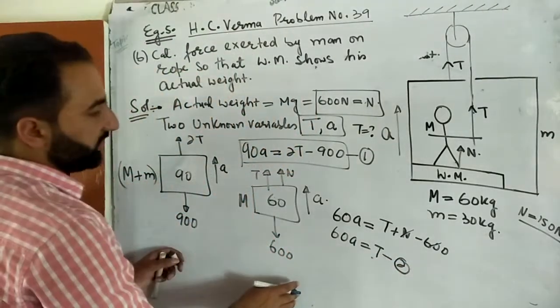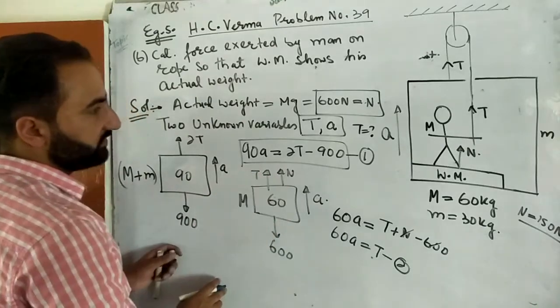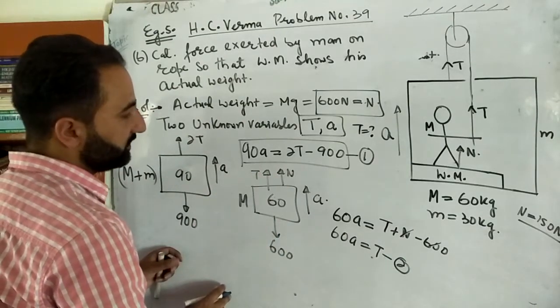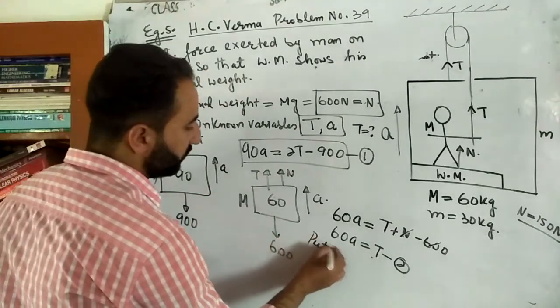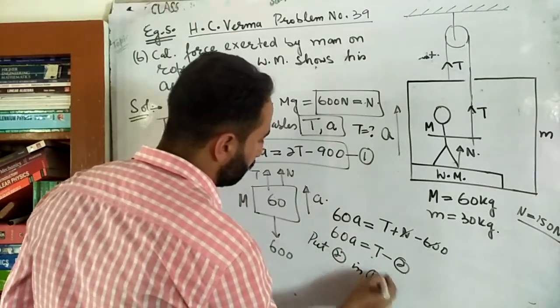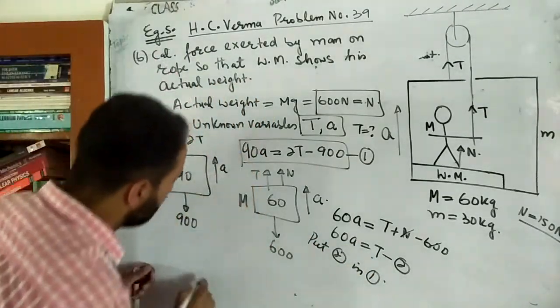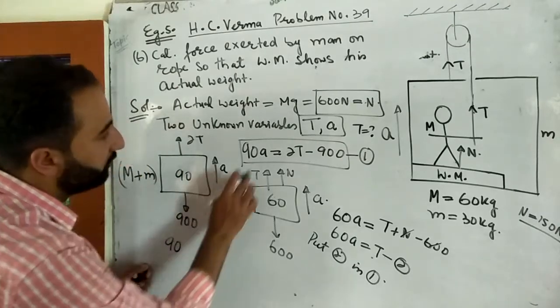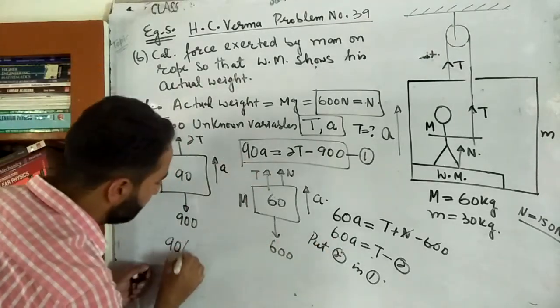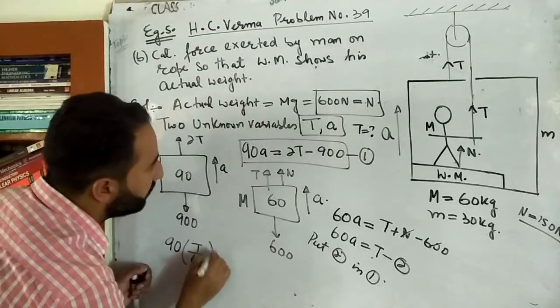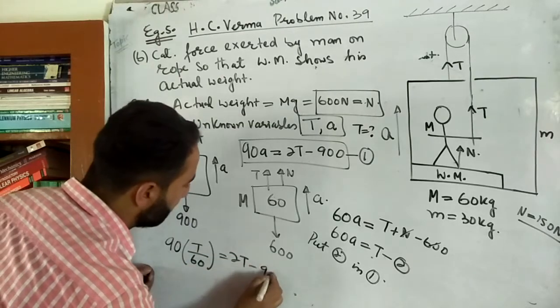So simply what I will do is substitute equation number first into equation number second, instead of a. So here I will write 60 multiplied by a. Now what do we write in place of a? T divided by 60. T divided by 60 is equal to twice T minus 900.